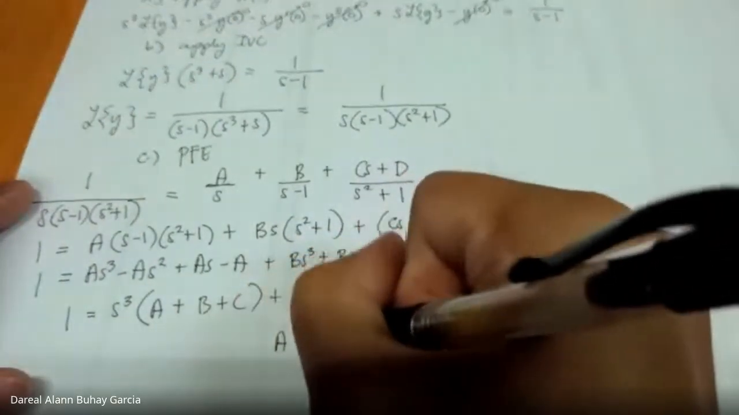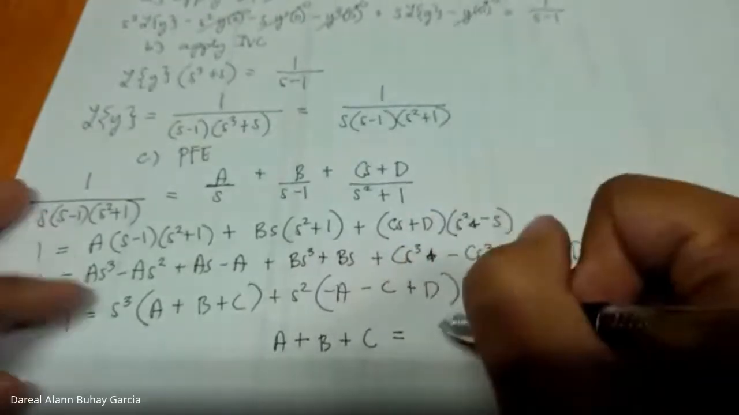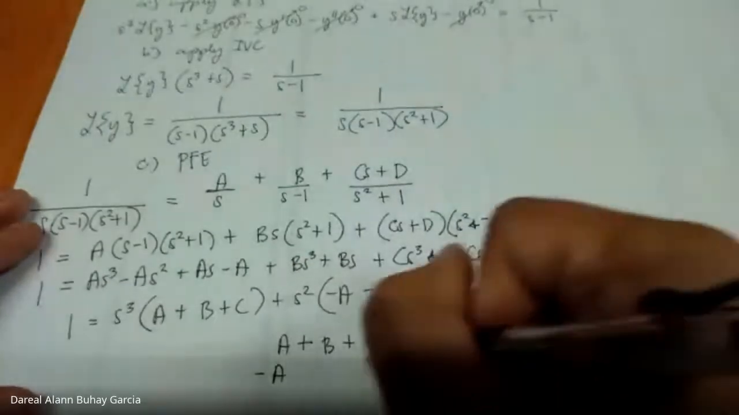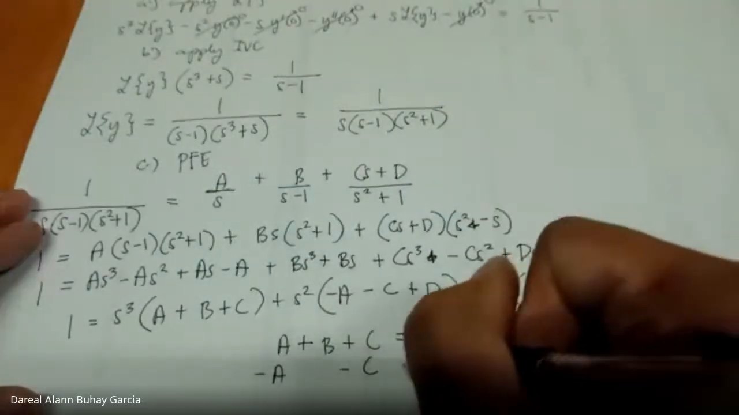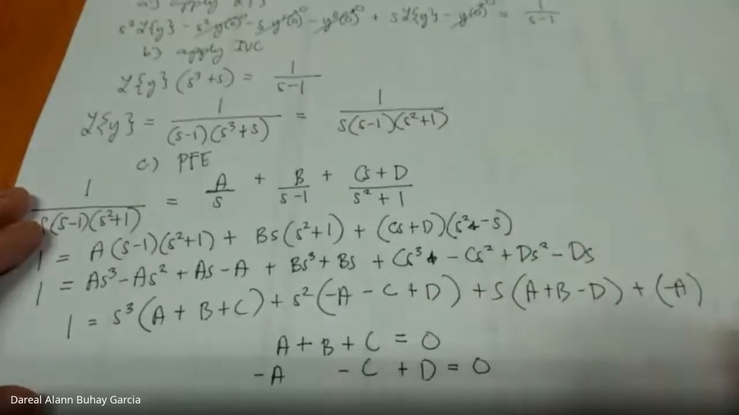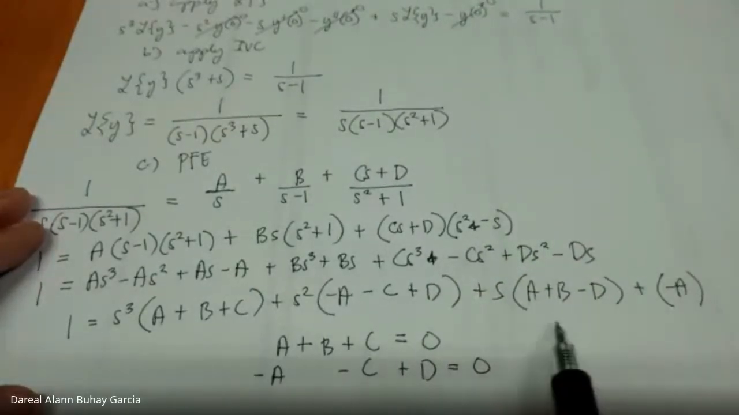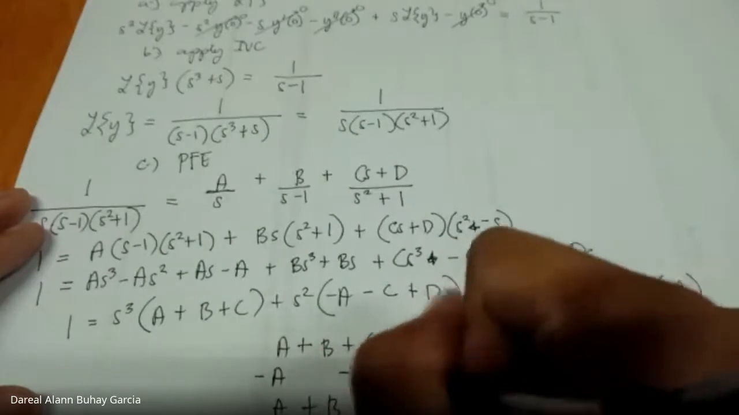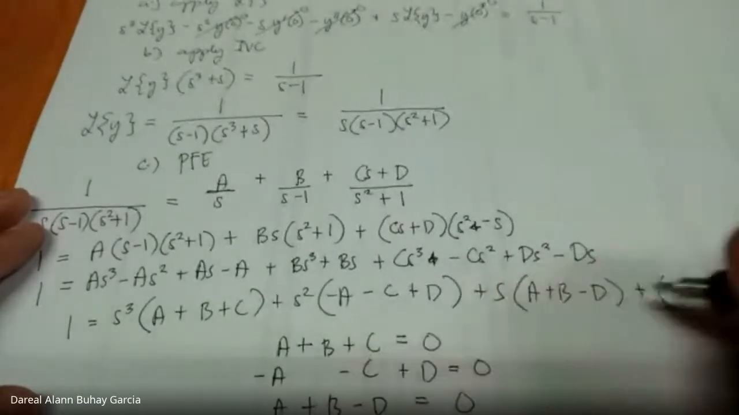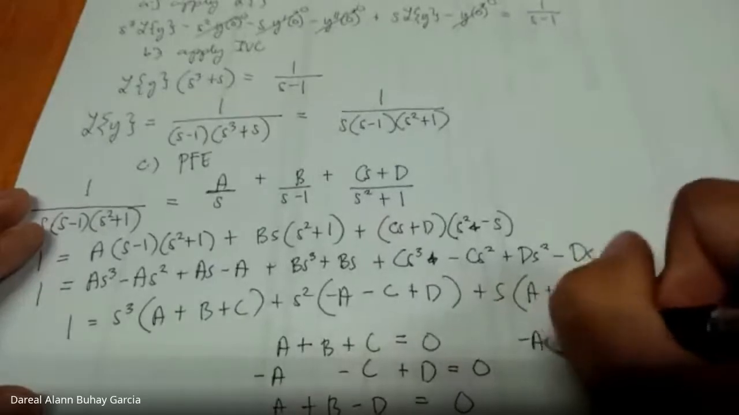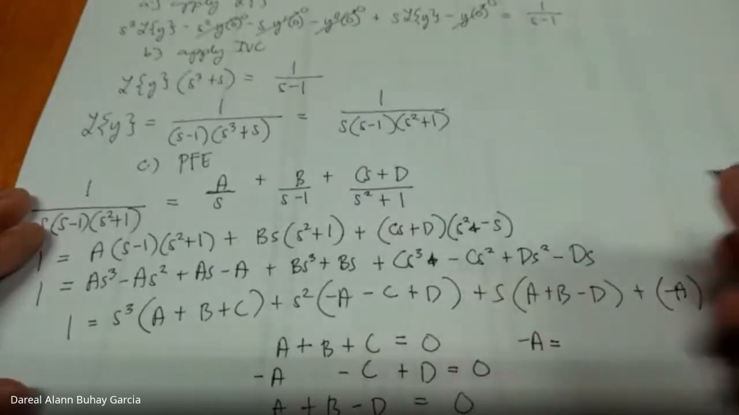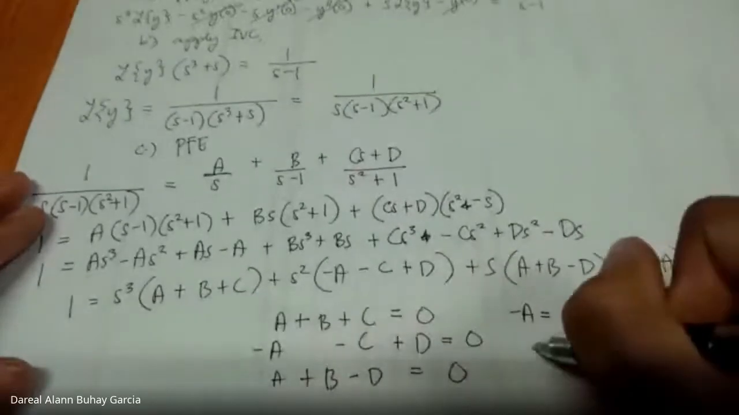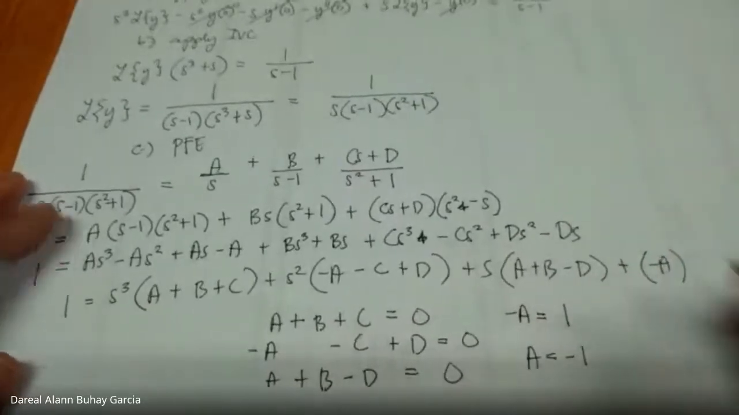So a plus b plus c is equal to 0. Negative a minus c plus d is equal to 0. a plus b minus d is equal to 0, and negative a is equal to 1. Therefore, a is equal to negative 1.